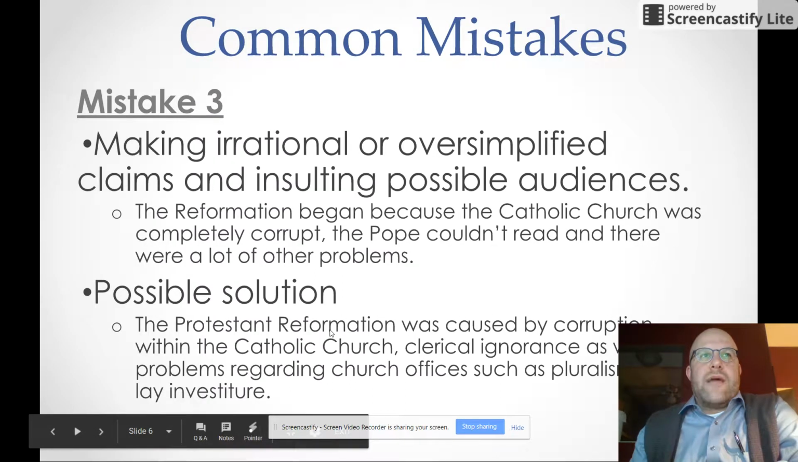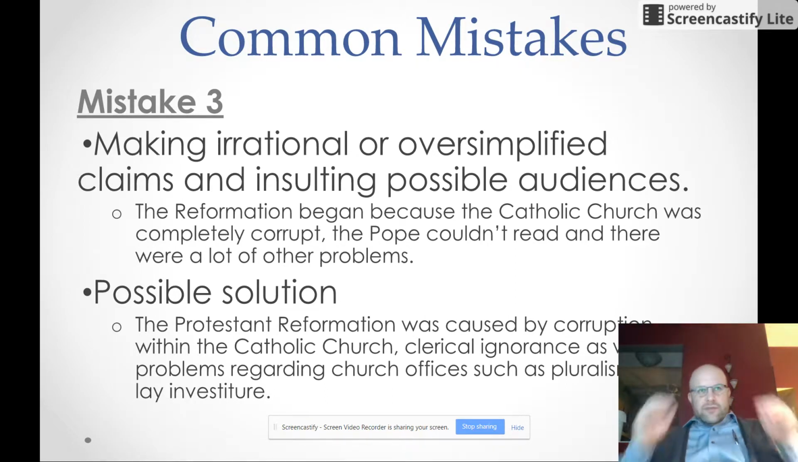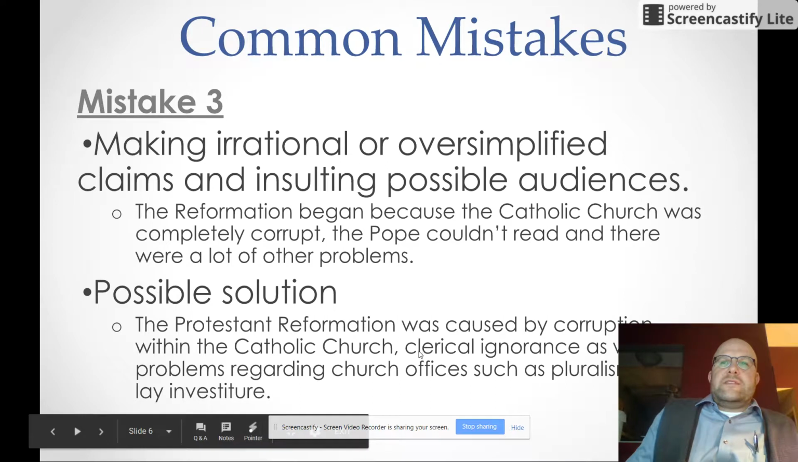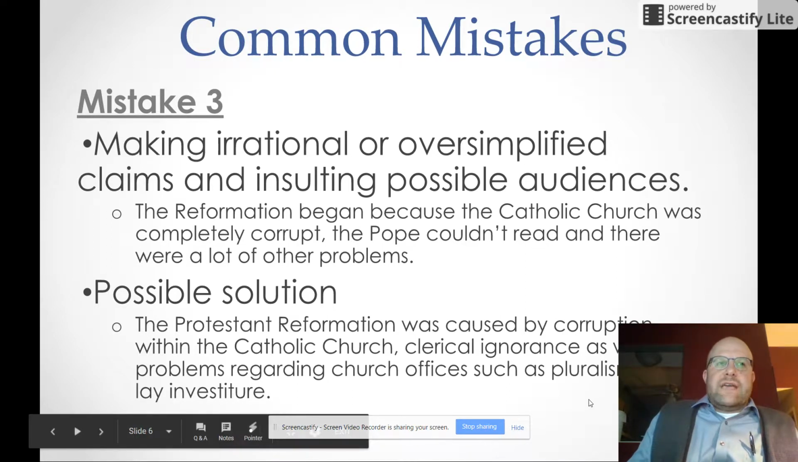Another mistake: irrational, oversimplified claims. Instead, saying that the church was completely corrupt. And again, these examples were from World History A, keep that in mind. The Pope couldn't read, and there were a lot of other problems. A solution would be: the Protestant Reformation was caused by corruption within the Catholic Church, clerical ignorance, as well as problems regarding church offices, such as pluralism or lay investiture.